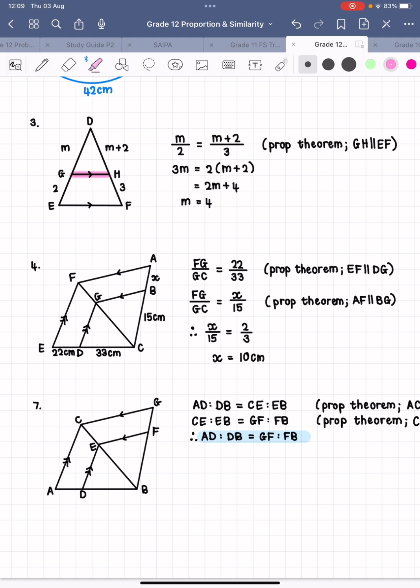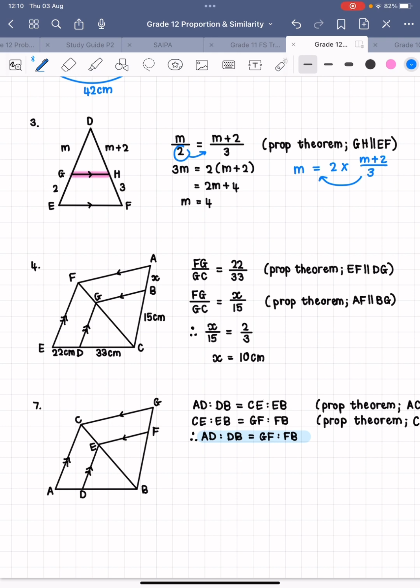Here you could have put either side first, it doesn't matter. I said m over 2 is m plus 2 over 3. Top over bottom equals top over bottom. Prop theorem, GH parallel to EF. Then what I did, you could have done this in 2 steps. I left my m on this side, and then I would have had my 2 times m plus 2 over 3. To move that 2 over to the other side, you have to multiply by 2, because on the left, I'm dividing by 2. But then now what must I do with this 3?